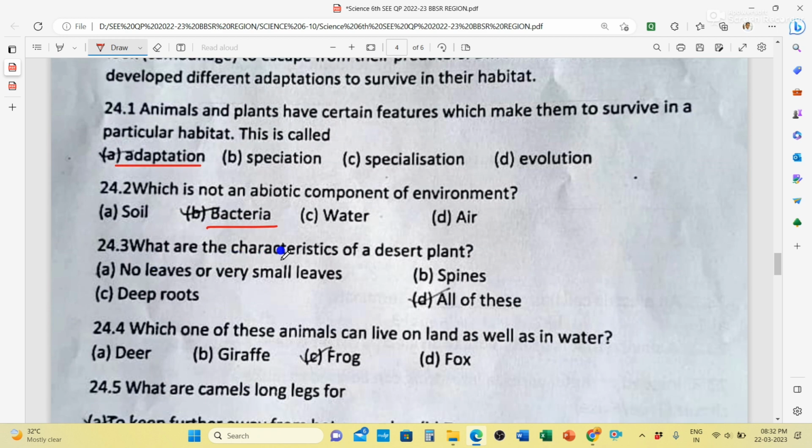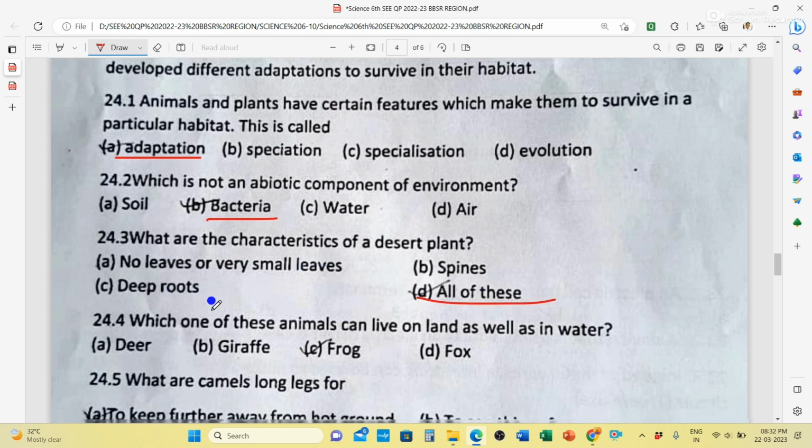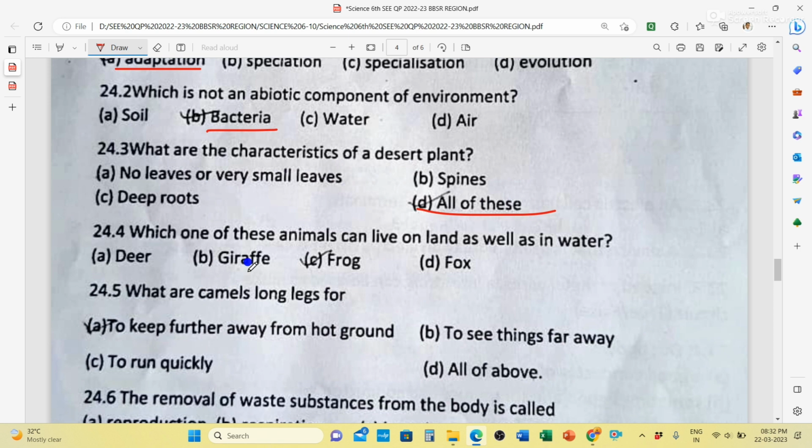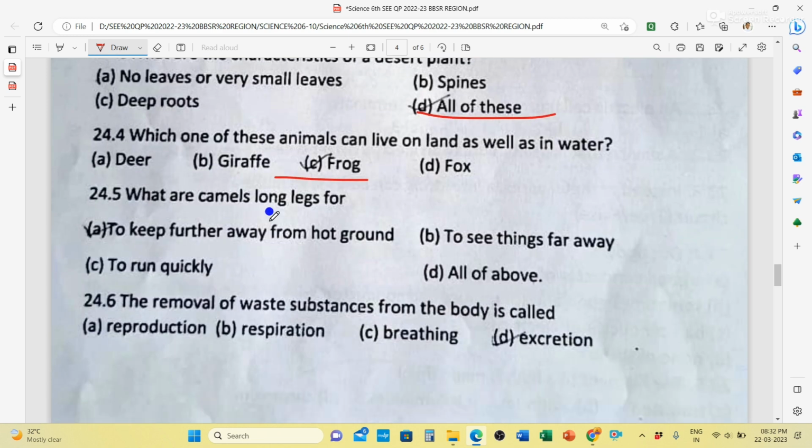What are the characteristics of a desert plant? No leaves or very small leaves, spines, deep roots, all of these. Which one of these animals can live on land as well as in water? This is your frog. What are camels' long legs for? Camels' long legs are to keep the body further away from the hot ground.